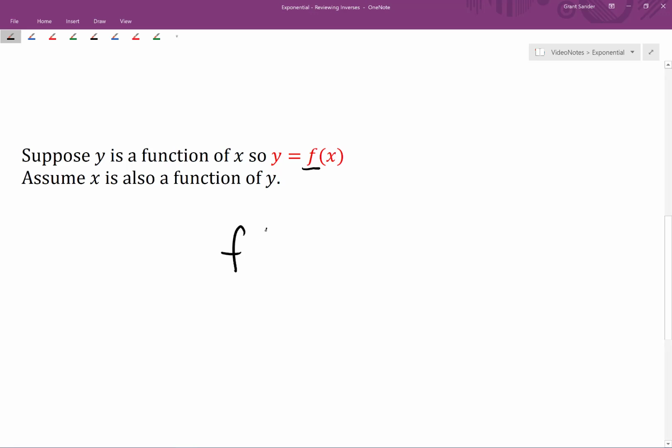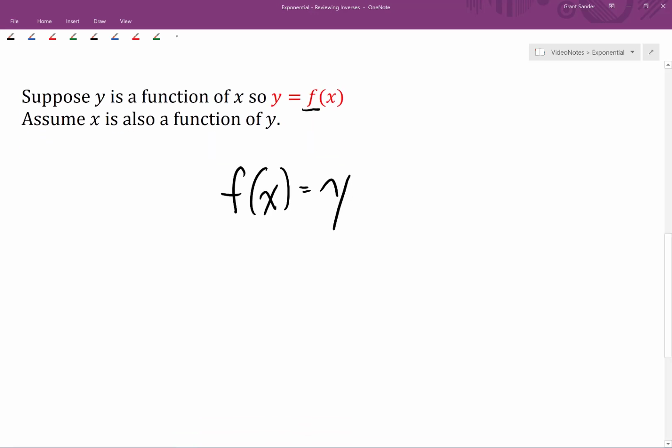So we know that f of x equals y, and since x is also a function of y, this function f has an inverse. And so we have a function inverse, f inverse. And the f inverse takes something as its input and then outputs something else. So with inverse functions, the input of f inverse is the output of f. So y becomes the input to f inverse, and then the output of f inverse is the input of f.